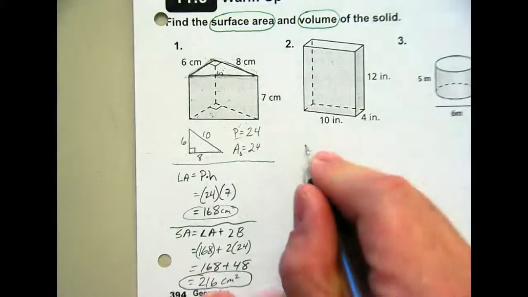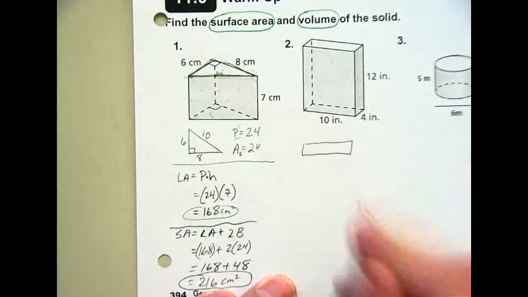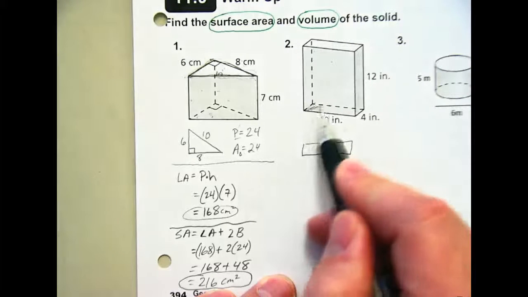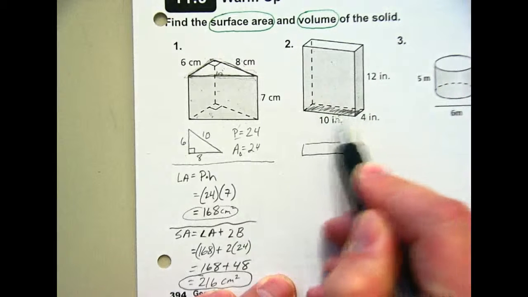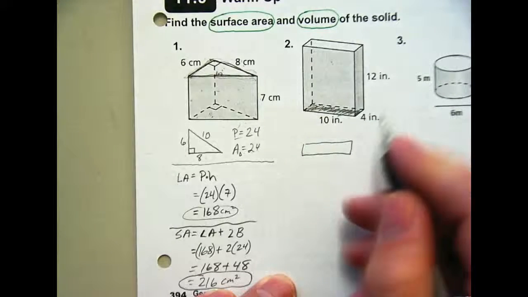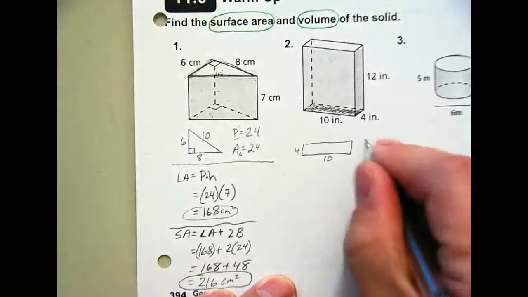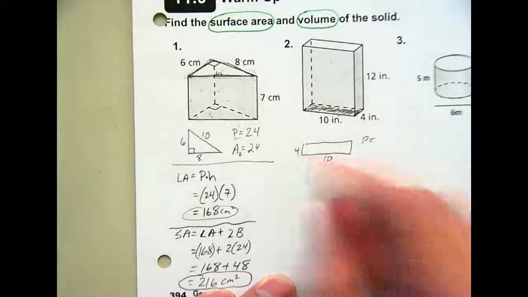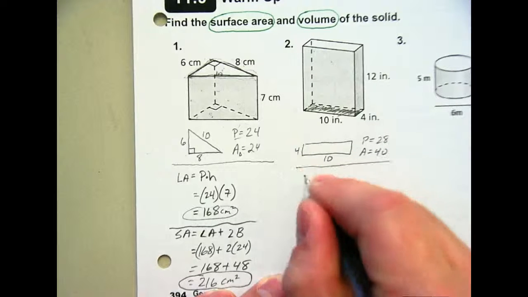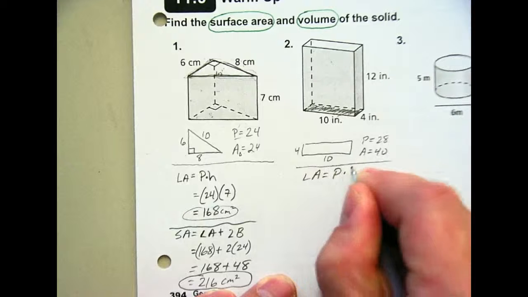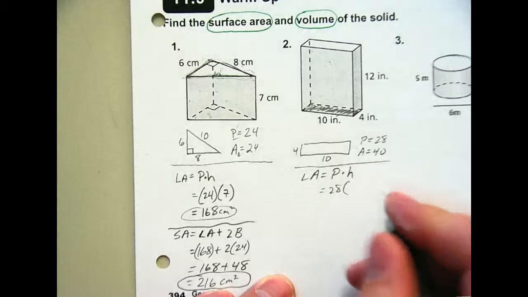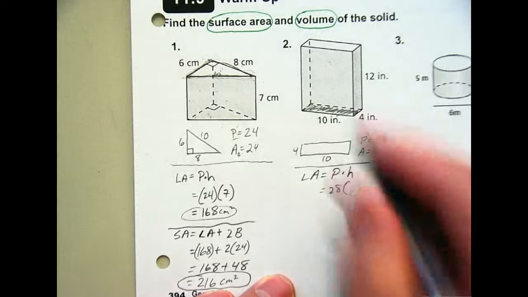Okay, so if I'm using that same format here, there's my base. Now, in a rectangular prism, really any of the faces could be a base. What we're going to say is anytime we're looking at a rectangular prism in this class, the rectangle it's sitting on is the base. So in this case, I have a 4 by 10, which gives me a perimeter of 28 and an area of 40. So if I'm using my formula, LA equals perimeter times height, same formula because it's still a prism. My perimeter is 28. What's the height of my figure? So I'm finding the wrapping now.